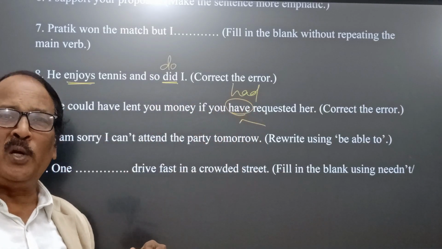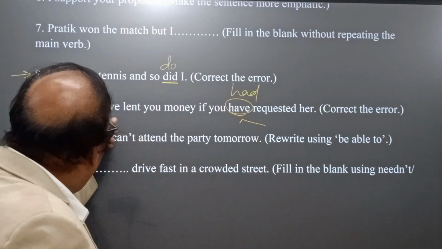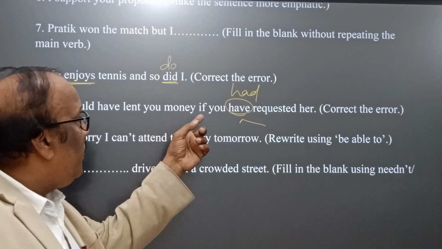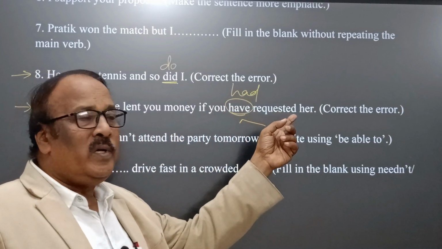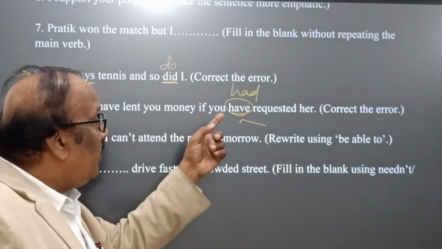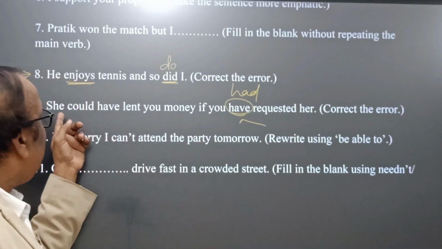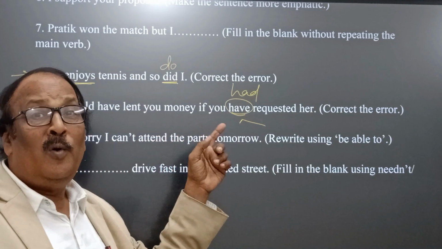This is the structure, and hence she could have lent you money if you had requested her. It means you didn't request her. As a result, she couldn't lend you money.